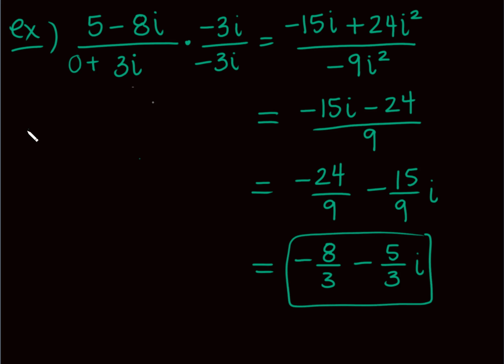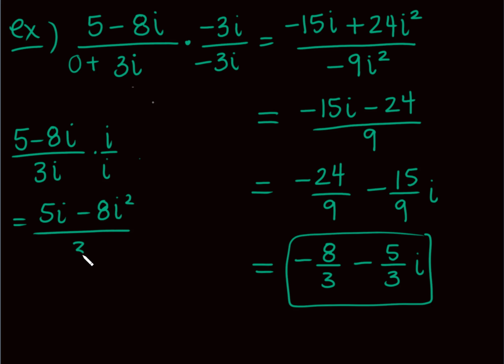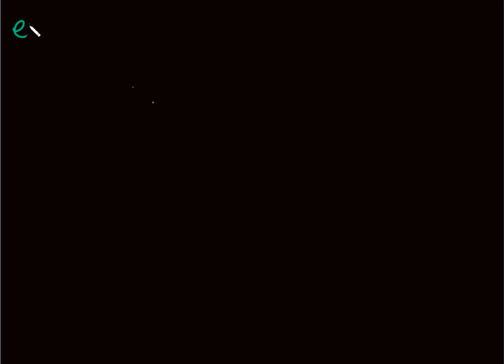Again, what we could have done, if you want to do this a little bit faster, is I just need to get rid of the i down there. So what if I multiplied the top and bottom by i? Then I would get 5i minus 8i squared all over 3i squared. So again, how do we divide complex numbers? You want to multiply the top and the bottom by that complex conjugate. Remember, the complex conjugate is just, let's do one more because I can't help myself.